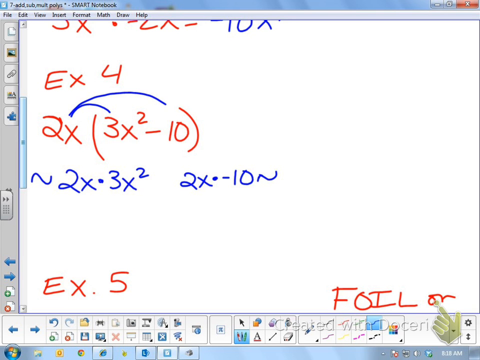So we're thinking, okay, I'm multiplying 2x times 3x squared. I multiply the coefficients together: 2 times 3 is 6. I add the exponents together: x to the first, so 1 plus 2 is 3.